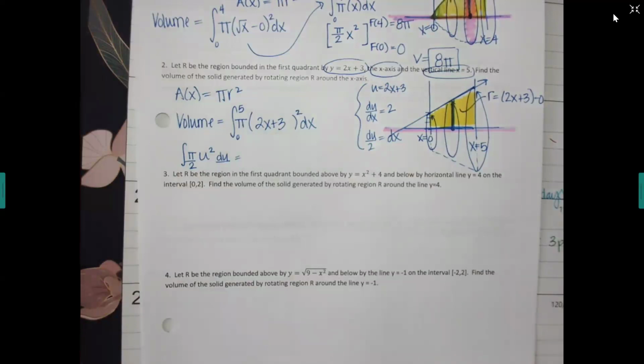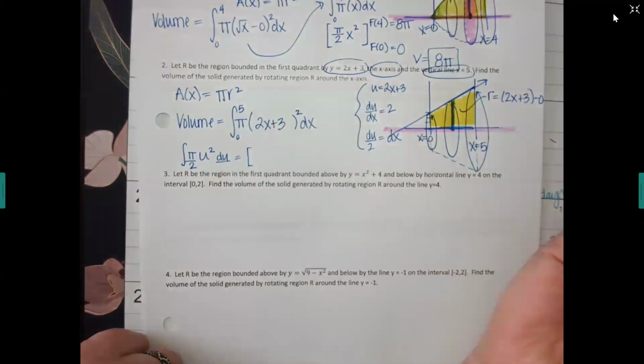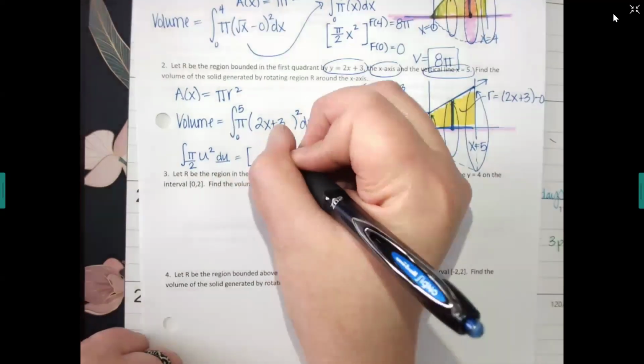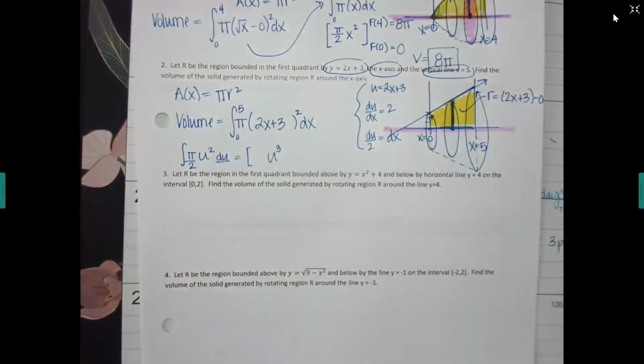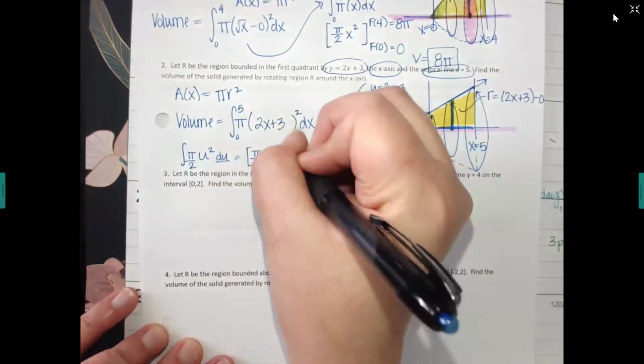What happens when I do the antiderivative on u squared? It'll go up to u cubed. Put it in brackets now because we're taking the antiderivative. And then after I get the u cubed, I have to divide by 3, but I already have a 2 here. So the 2 and the 3 will multiply together and make what denominator? A 6. So you should have a pi over 6 u cubed.